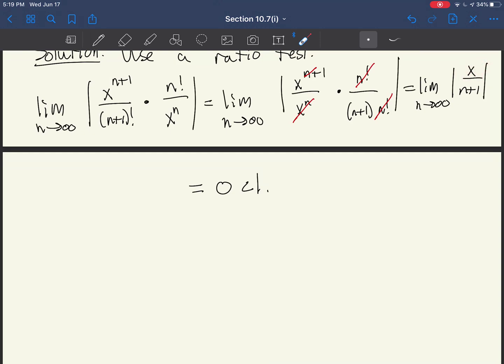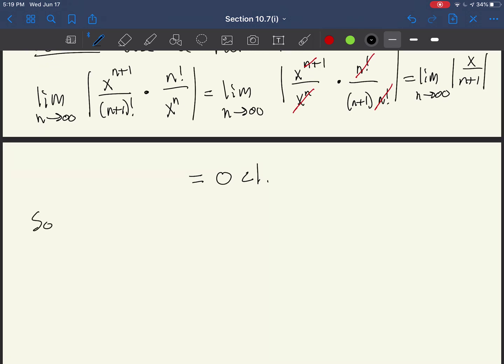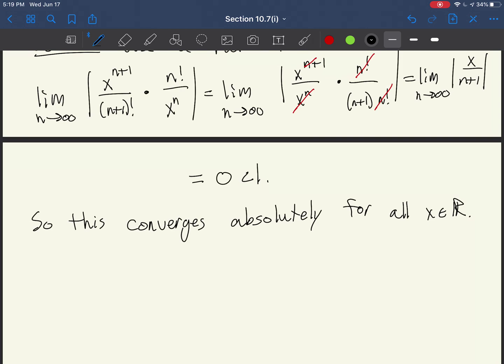Note that we didn't care what the value of x was, because you can only pick one value for x. So you can't say, well, let x be n, and then this limit will be equal to 1. It has to be a constant when you choose what value x is. So this series converges absolutely for all choices of x. So we say for all x in the real numbers.